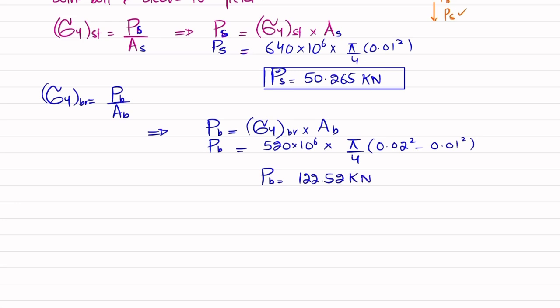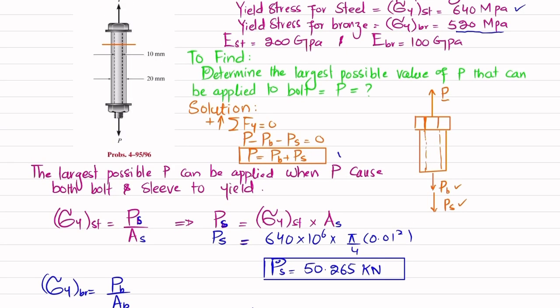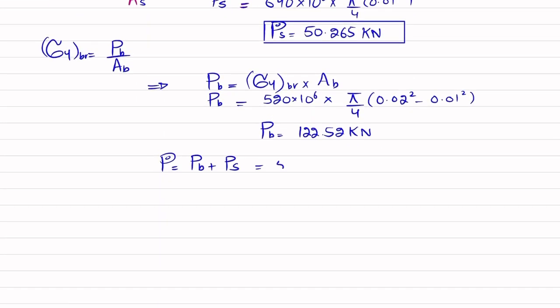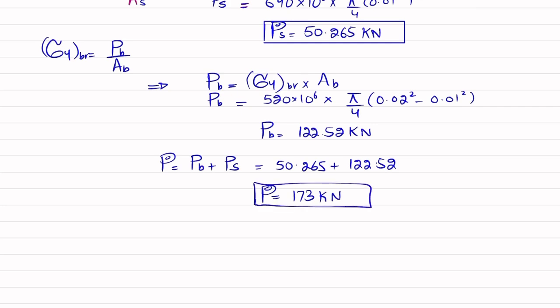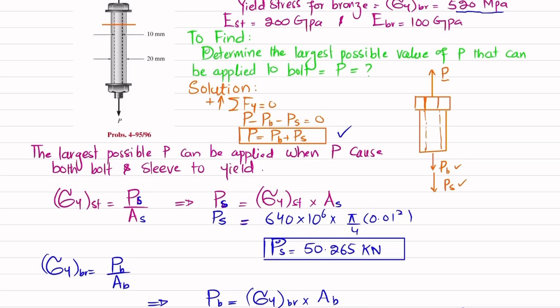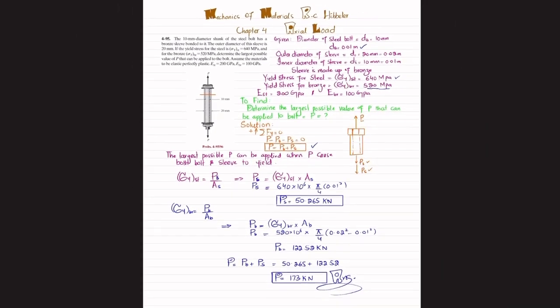As we know that we are interested to find P, and we know that P is equal to PB plus P of steel, which we have written over here. Clear? So put the value: 50.265 is the value of steel, load taken by this steel rod or bolt, plus P bronze, which is 122.52 kilonewton. When you add them both, you will get 173 kilonewton. So this is the maximum amount of load P that can be applied on this steel bolt having bronze sleeve bonded to it.